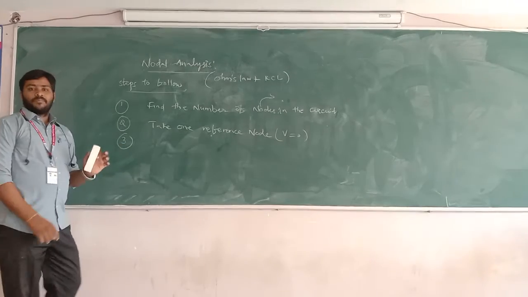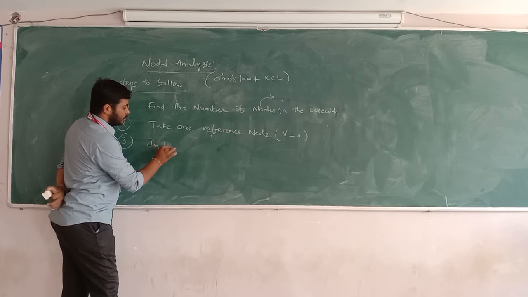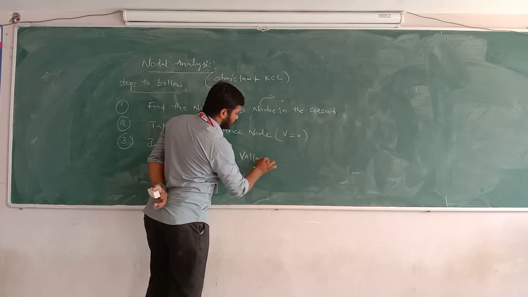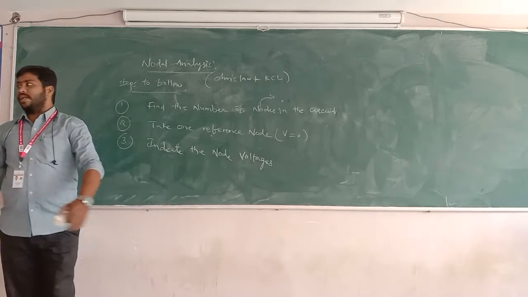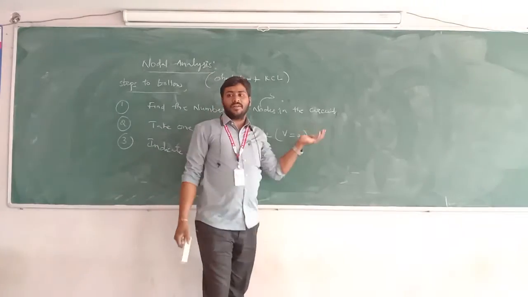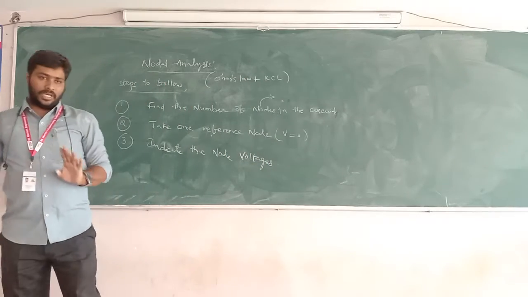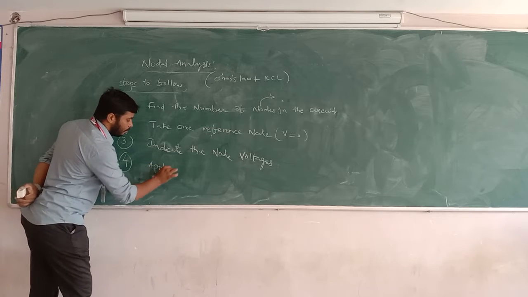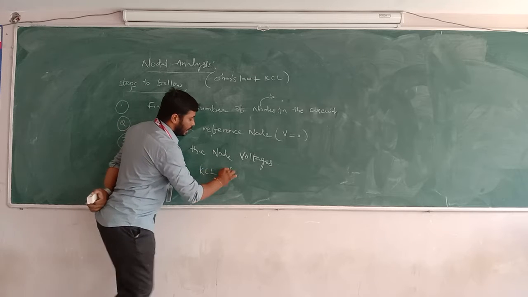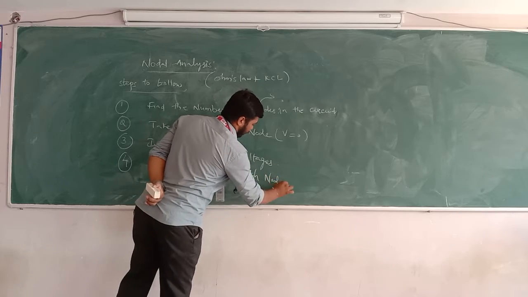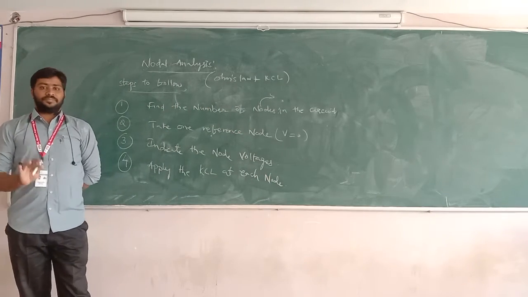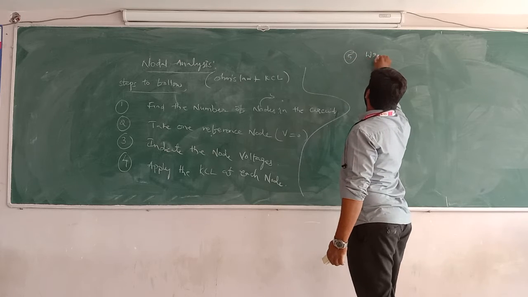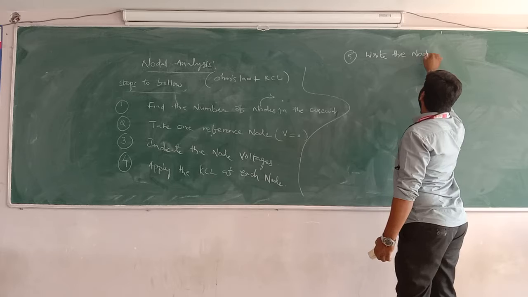Next step: indicate the node voltages. However many nodes there are, that many node voltages will be there, so we have to indicate those node voltages. Now the next step: apply KCL at each node. Then the next step is to write the node equations.